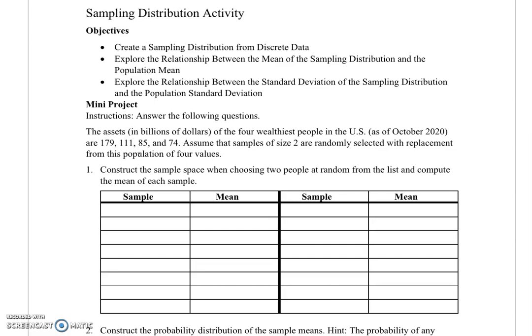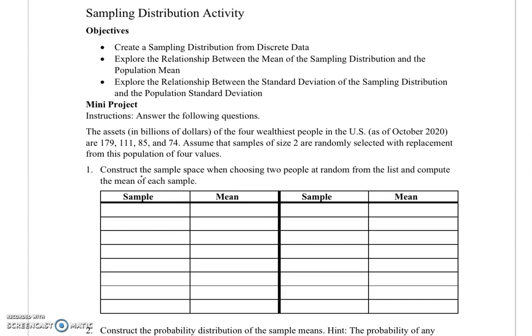So let's answer the following questions about this problem. The assets in billions of dollars of the 4 wealthiest people in the US as of October 2020 are 179, 111, 85, and 74. Assume that samples of size 2 are randomly selected with replacement from this population of 4 values. Construct the sample space when choosing 2 people at random from the list and compute the mean of each sample.